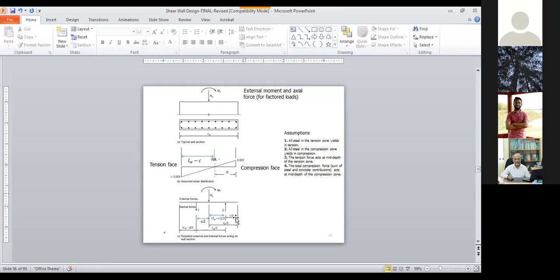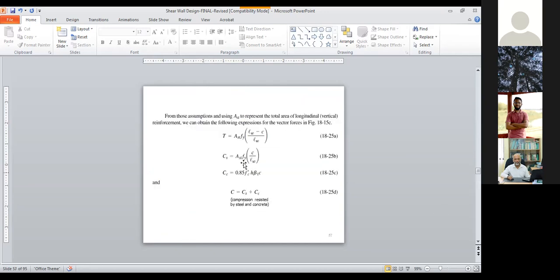This is your depth of the compression block. If you do some simplification, the tension force comes from the steel, and the distance to the mid section will be c over 2. And the compression to the center line of your section will be Lw, the length of the wall, minus c, divided by 2. If you do some simplification, you can easily get it.